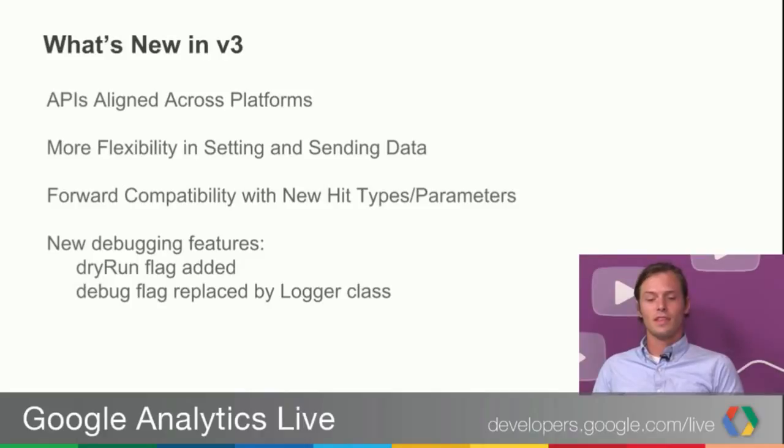And then the fourth thing is that there are some new debugging features. Notably, we've added a dry run flag so that you can enable this during testing so that you don't send test data into your production reports. And then we've also replaced the debug flag with this logger class, which is actually a little bit more flexible. If you want to learn more about the debugging features on this, go ahead and check out the migration guide on the developer site, which is developers.google.com/analytics. We're not going to cover them in today's presentation, but there's a lot of documentation there, so go check it out.